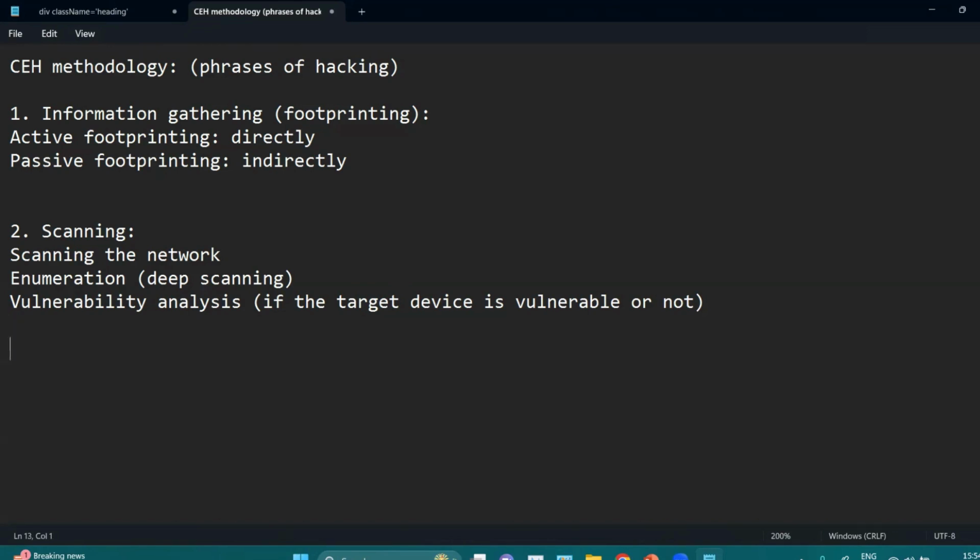But the main part here is vulnerability analysis. We are checking if the target device is vulnerable or not. And if it is vulnerable, what is the vulnerability which we can use to gain access inside the system?